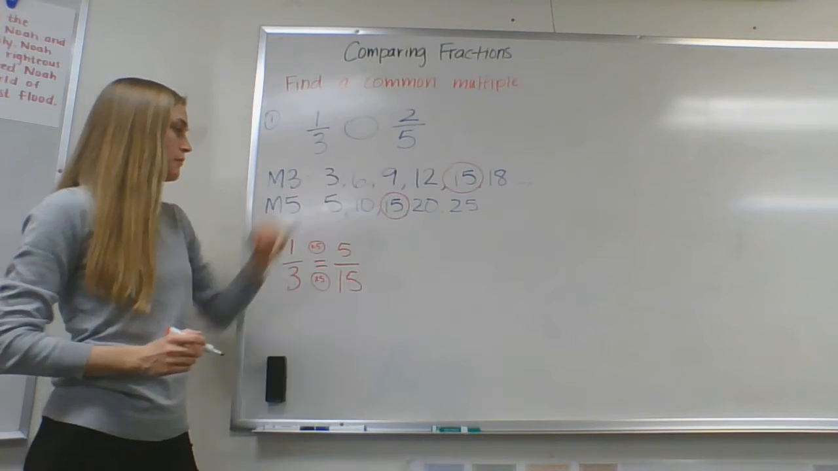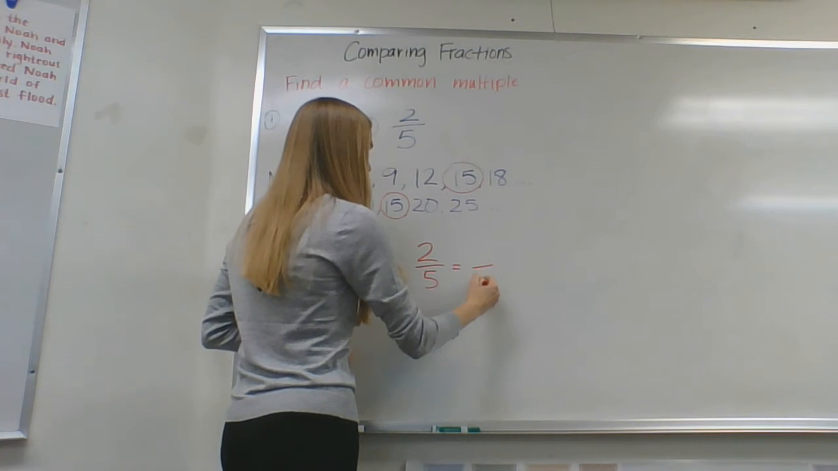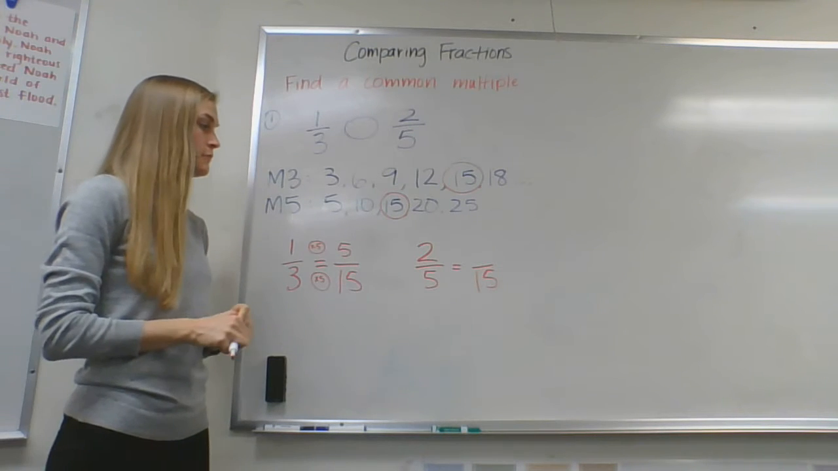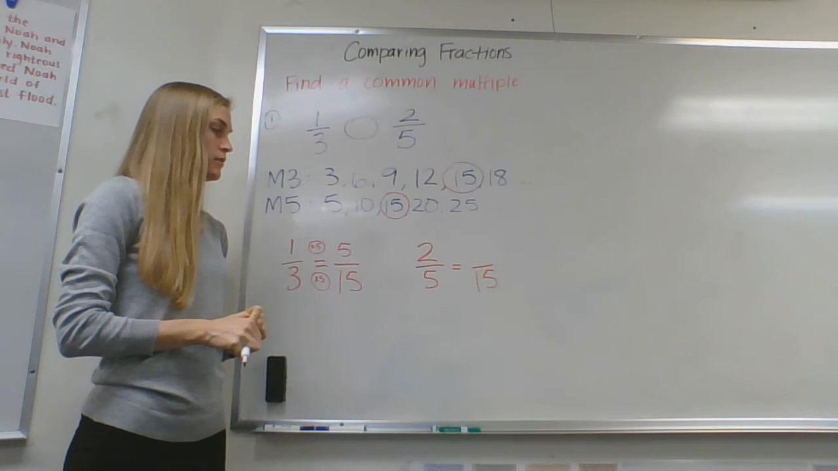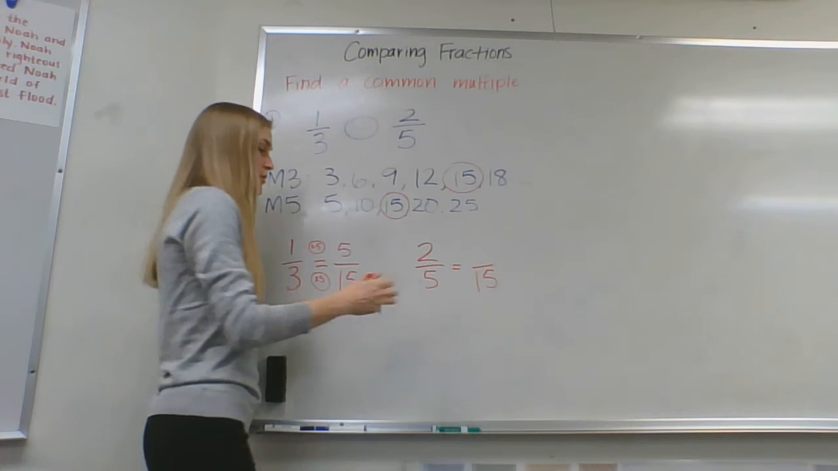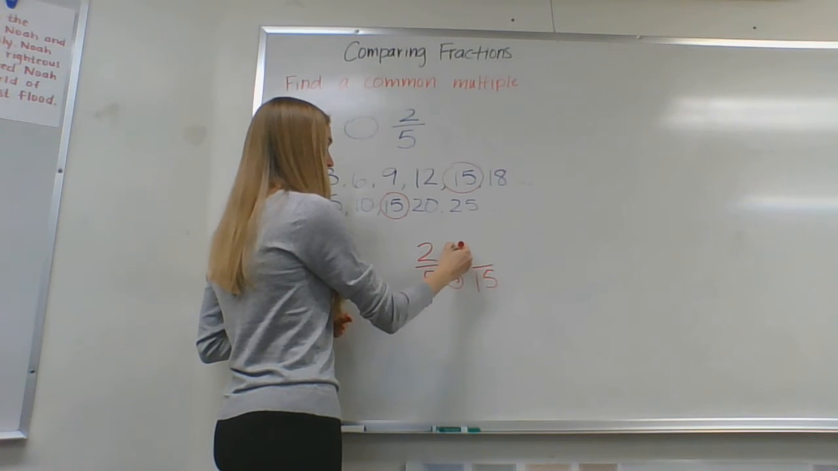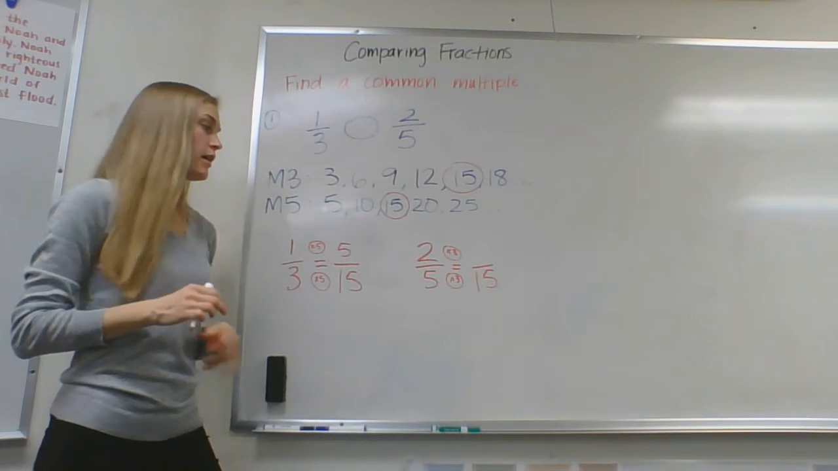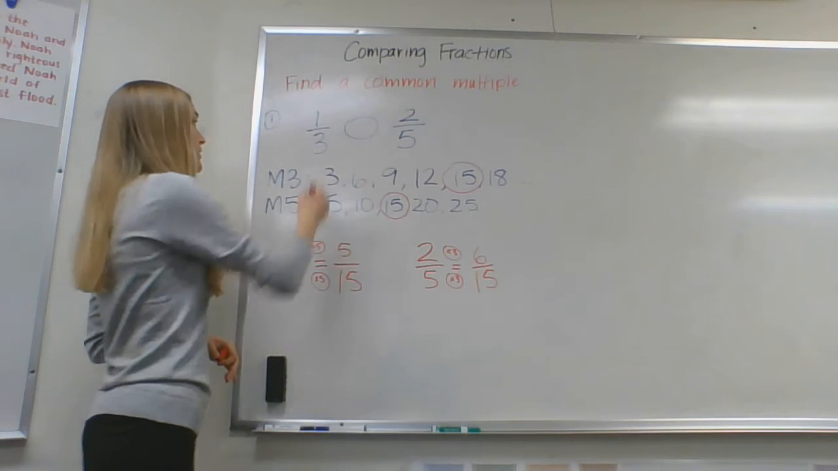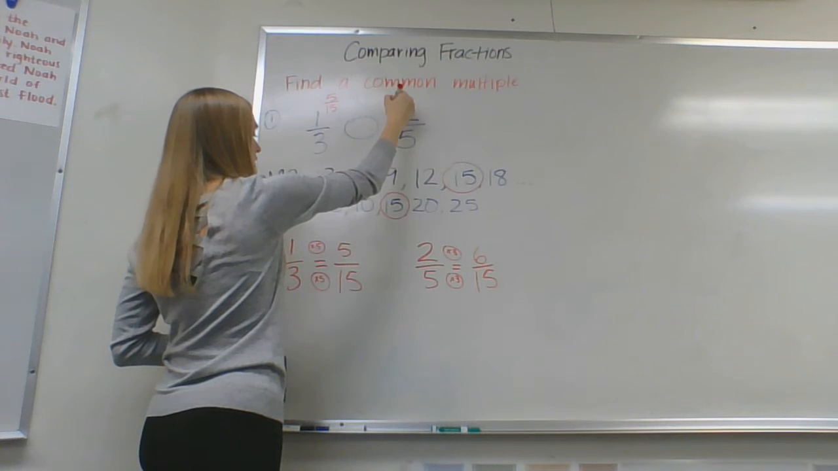Now we need to do that with 2/5 as well. So if we have 2/5, and we want that to have an equivalent fraction with a denominator of 15 also. So how do we get from the 5 to 15? We multiplied by 3. So we want to multiply the numerator by 3 as well, and 2 times 3 would be 6. So this essentially is 5/15, and this one is 6/15.